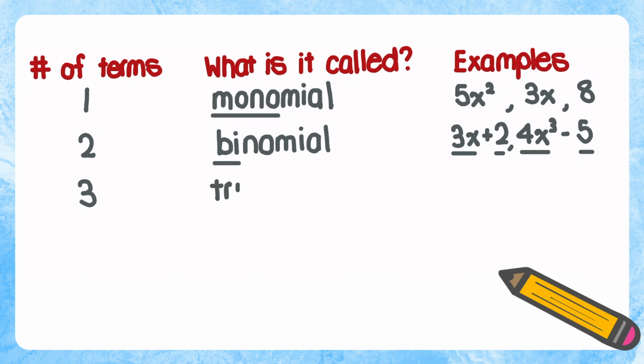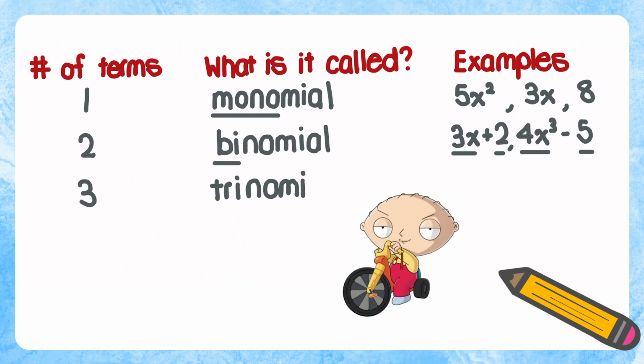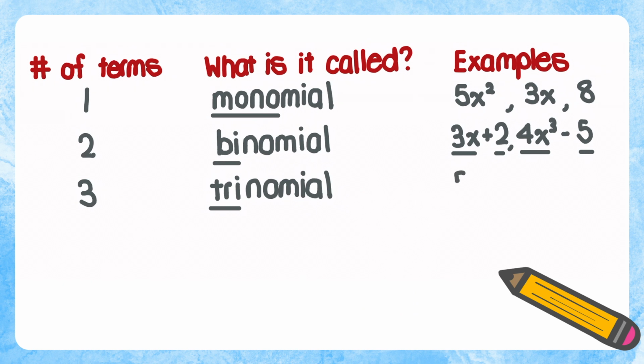What if we have 3 terms? This is going to be called a trinomial. Think of a tricycle having 3 wheels. A trinomial will have 3 terms. An example would be something like 5x cubed minus 2x plus 10. There are 1, 2, 3 terms here.